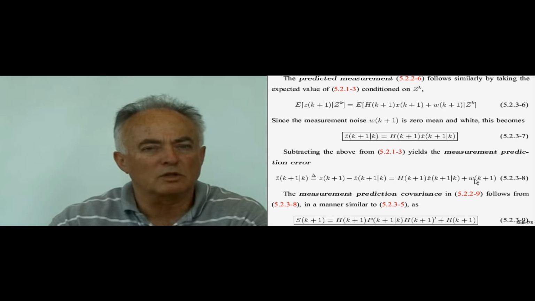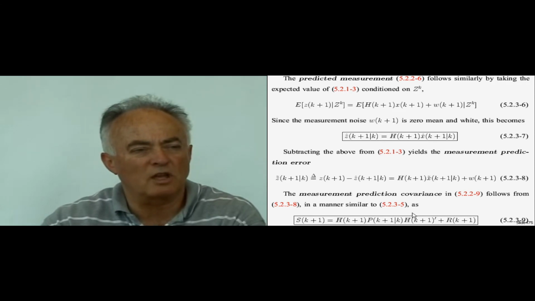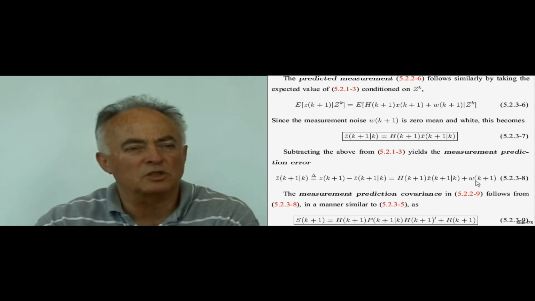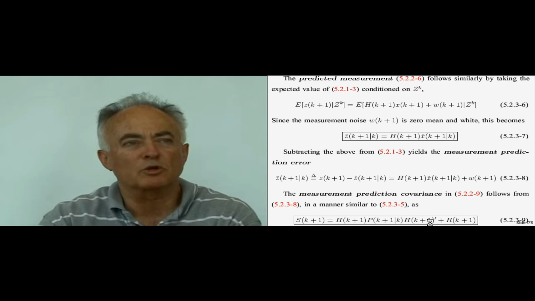And again, two terms give us not 4 but 2. There's the first with itself, h times x tilde k plus 1 given k times x tilde k plus 1 given k transpose, expected value is pk plus 1 given k, times h k plus 1 transpose at the end, plus E of w w transpose, that's R k plus 1. So now we have the covariance of the measurement prediction, or measurement prediction error.